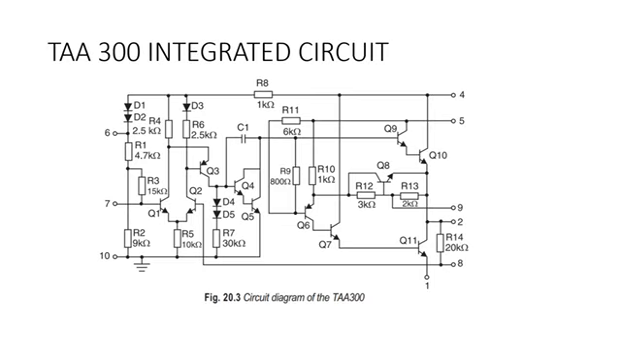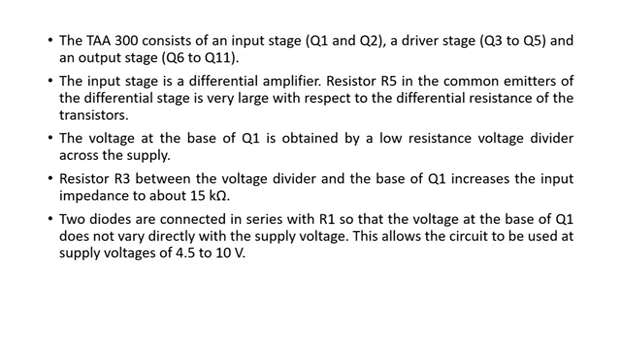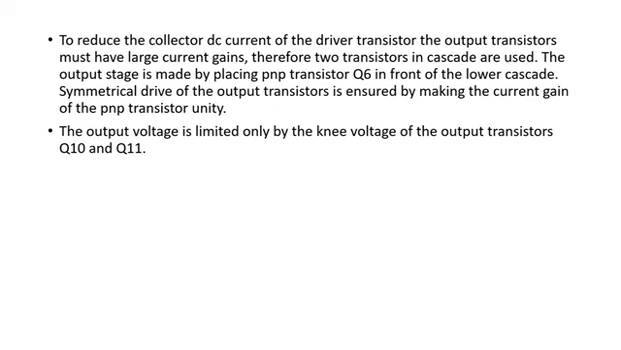So this is called the TAA300 integrated circuit. It is used for audio amplification. You can see that this is a differential amplifier, and we have common PNP transistors and common emitters. We have an input stage, a buffer, an output stage, and in between we have one driver stage also. The transistors Q1 and Q2 act as the input stage, whereas Q3 and Q4 are the driver stage. So these are the stages used for designing an audio amplifier.